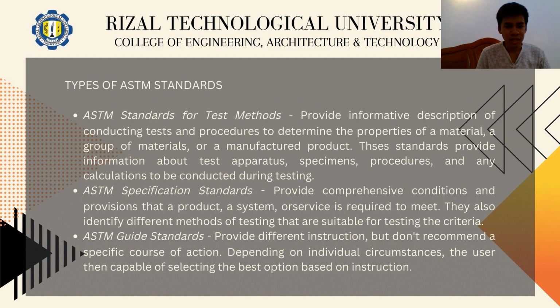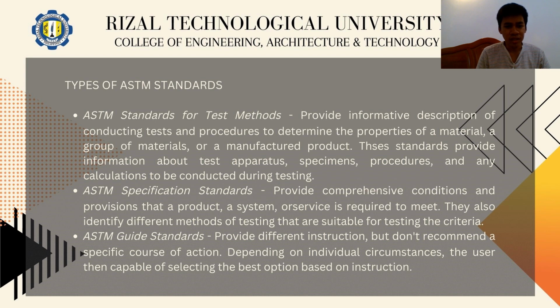Types of ASTM standards. ASTM standards for test methods provide a description of conducting tests and procedures to determine the properties of a material, a group of materials, or a manufactured product. These standards provide information about test apparatus, specimens, procedures, and any calculations to be conducted during testing.